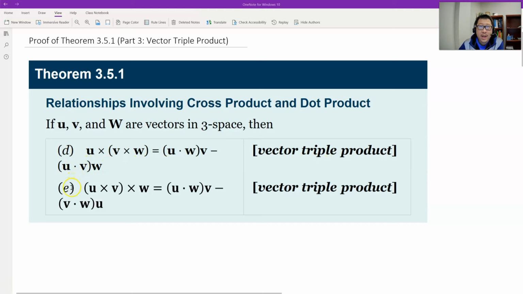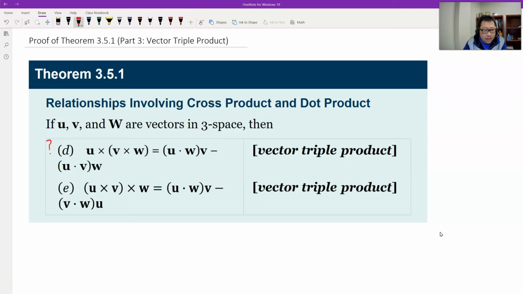D and E are very similar, right? Very similar. We can directly verify D, which takes a lot of calculation. I will use other tools to find E. So we can leave the verification for D. If D is correct, we can easily use D to prove E.